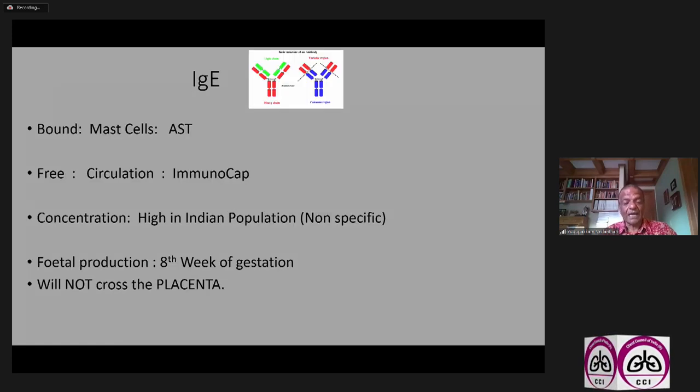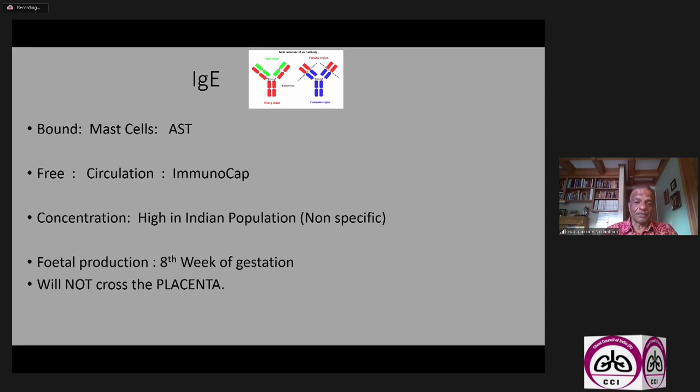Now, IgE is an antibody which is produced by the B cell. As I told you before, it is both bound as well as free. Bound is the one that is bound to the mast cells and the basophils. So when we do allergy skin testing, you are poking the skin, creating a very, very small hole, a few millimeters wide, and the antigen enters. As soon as it enters the dermis, if the mast cells are there on which these specific IgE antibodies are sitting, the reaction takes place. So skin testing will only react to the bound IgE. When you are doing ImmunoCAP, it is the free IgE that is present in the blood or in the serum. That's what you are measuring.